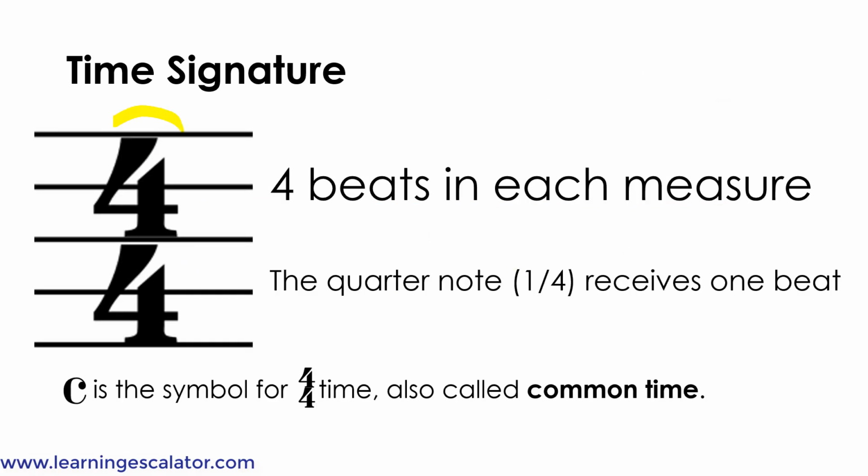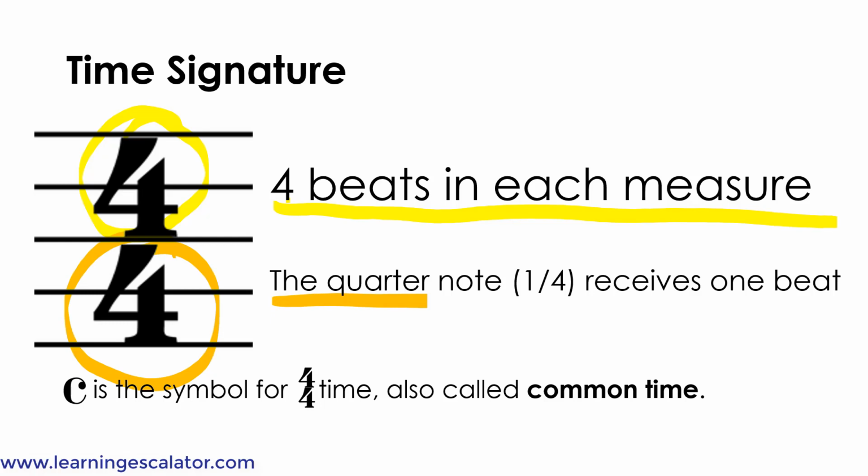4/4 time means that the top 4 means that there are 4 beats in each measure, and the bottom 4 means that the quarter note, which is 1/4, receives 1 beat. C is the symbol for 4/4 time, also called common time.